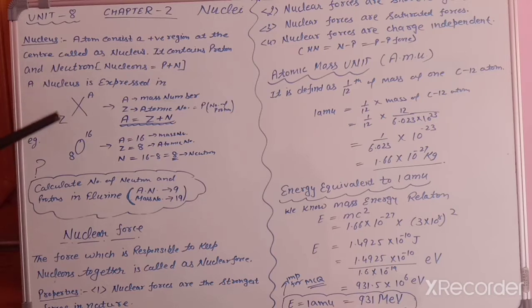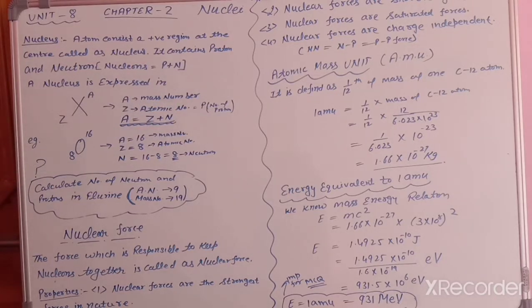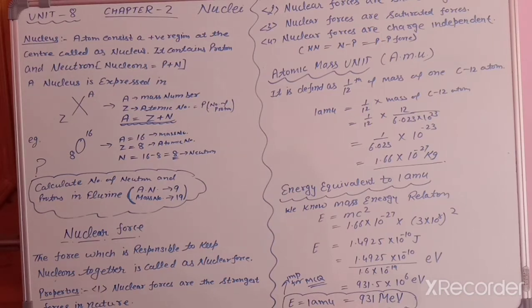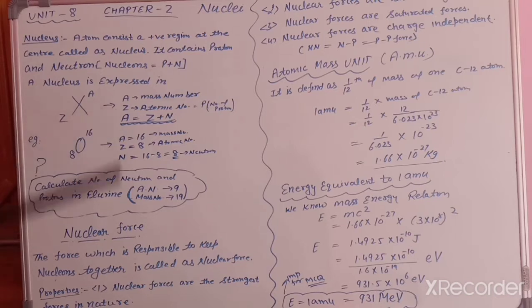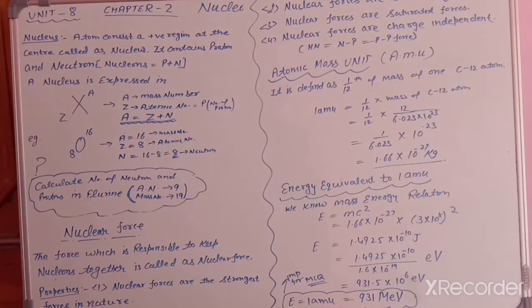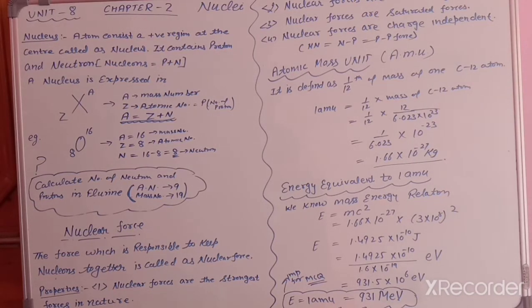Capital Z is the atomic number, and the number of protons is equal to the atomic number. If the atomic number is 1, the number of protons is 1. If the atomic number is 10, the number of protons is 10. So always keep in mind Z is equal to atomic number, equal to the number of protons, and A is the mass number, and mass number is equal to Z plus N, meaning number of protons plus number of neutrons.